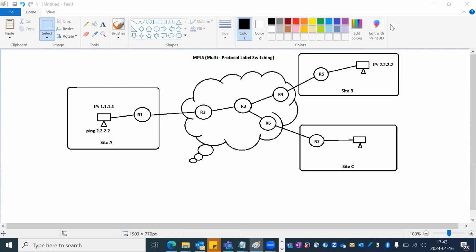In this video, I will discuss LDP, Label Distribution Protocol. Label Distribution Protocol is used in MPLS to create the label, to swap the label, and to pop the label. So we will discuss how this LDP works in MPLS.